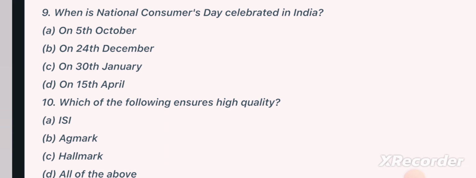9th, when is National Consumers Day celebrated in India? A. On 5th October, B. On 24th December, C. On 30th January, D. On 15th April.